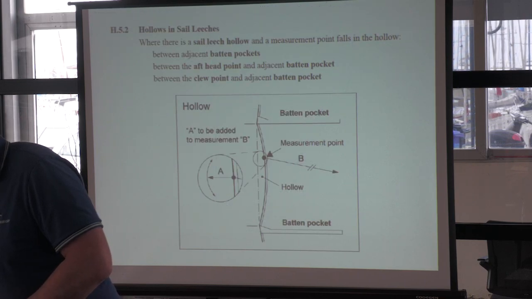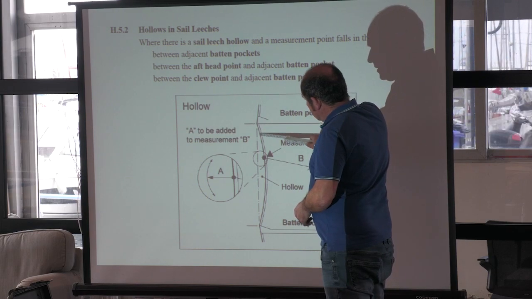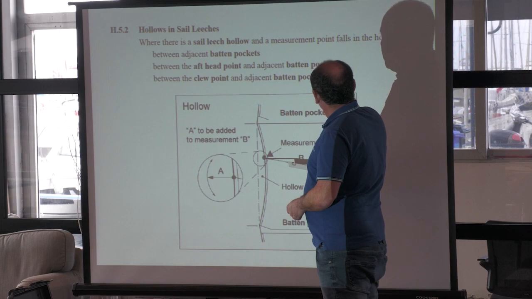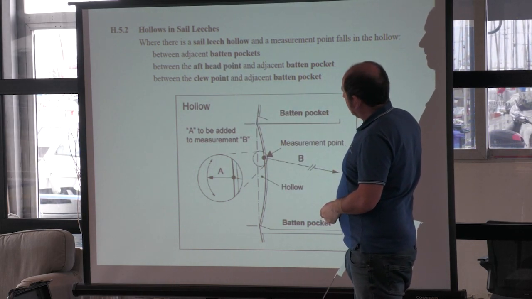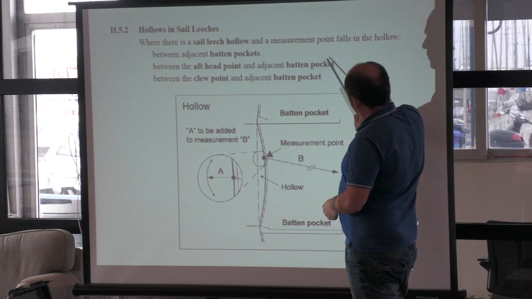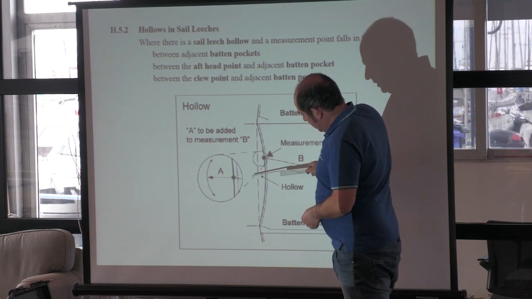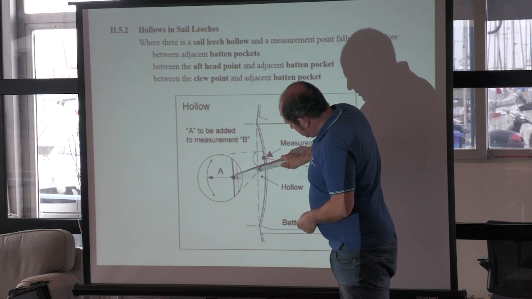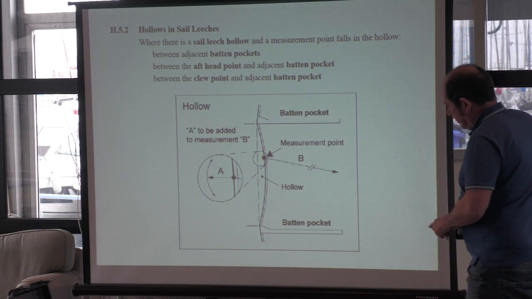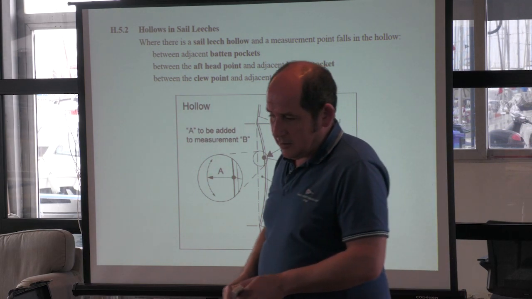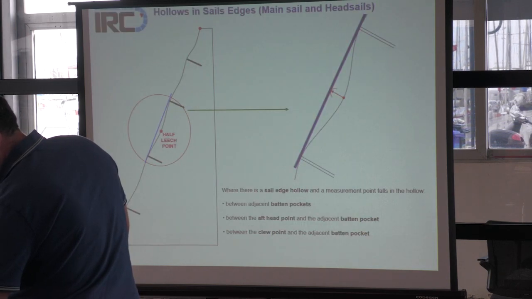If I come back to the previous, this is the World Sailing rule. Where there is a sail leech hollow and the measurement points fall in the hollow between adjacent batten pockets, the word adjacent is very important, or between the aft head point and an adjacent batten pocket for the higher part of the sail, or between the clew point and an adjacent batten pocket for the lowest part of the sail, we add this measurement to the one we measured directly on the sail. Again, in practice, this is something that you will understand very well, even for those who never practiced it.